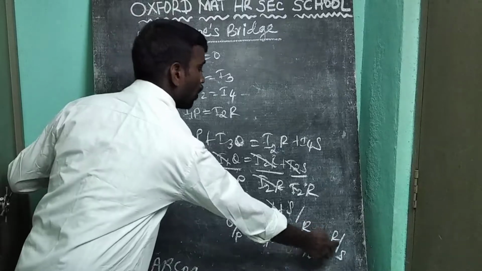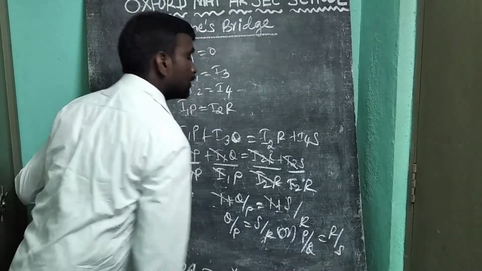We know the P, Q, R values, so we will find the resistance S value.